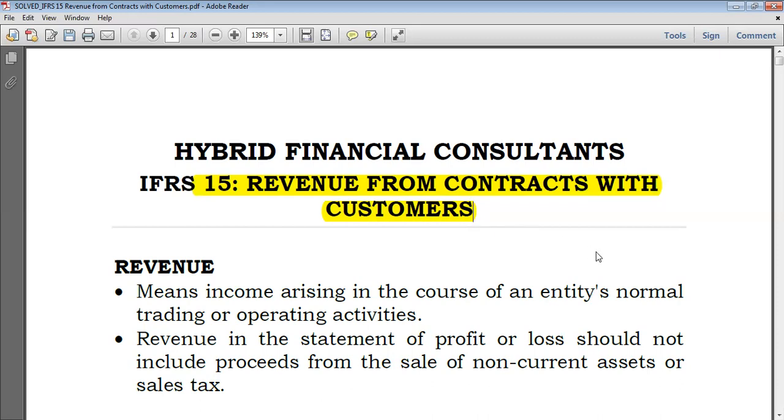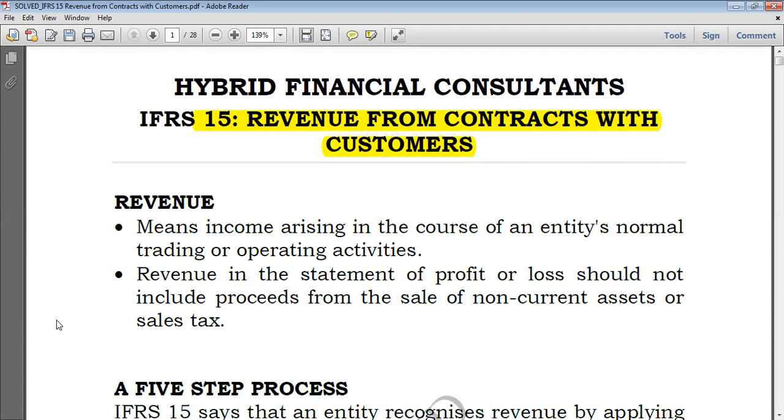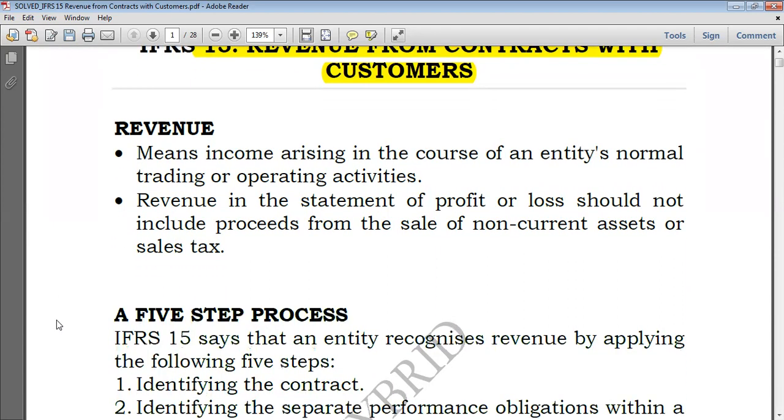So simply speaking, the standard speaks of how to recognize revenue. That's the main point here. And actually, there is a 5-step model listed so as to know how to account for revenue recognition. So before going to a 5-step process, we could just understand the meaning of revenue. Simply speaking, revenue is just income. Revenue is merely income arising in the course of an entity's normal trading or operating activities.